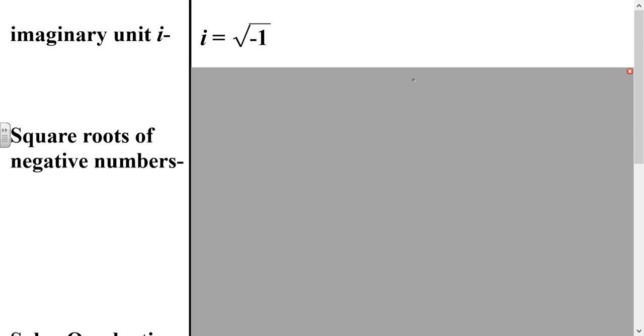So if we think about that, we can't take the square root of a negative number. If I multiply any number by itself, it will always turn out positive. So there's no way possible to take the square root of a negative number, which is why the imaginary unit i was invented. So this makes it possible for us to take the square roots of negative numbers.